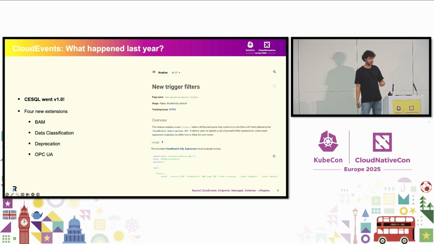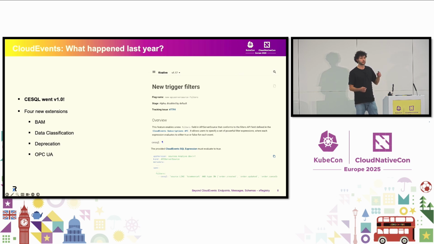So what I just showed you has existed for a few years now, and it's very stable. I mean, it's a graduated project. That's kind of what you expect from it. And what is still changing and where there is still a lot of involvement is the extensions for this project. And one would be CESQL, CloudEvents Structured Query Language. And that is 1.0 now.